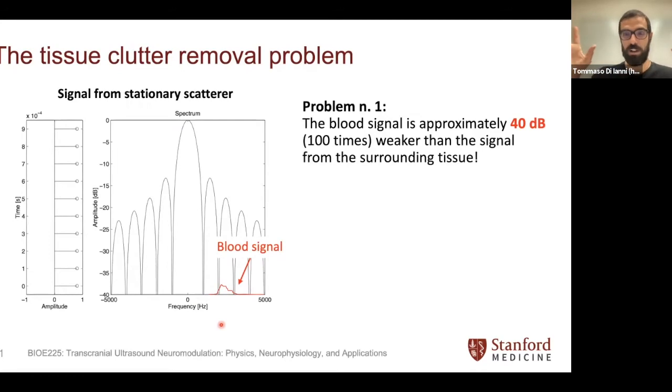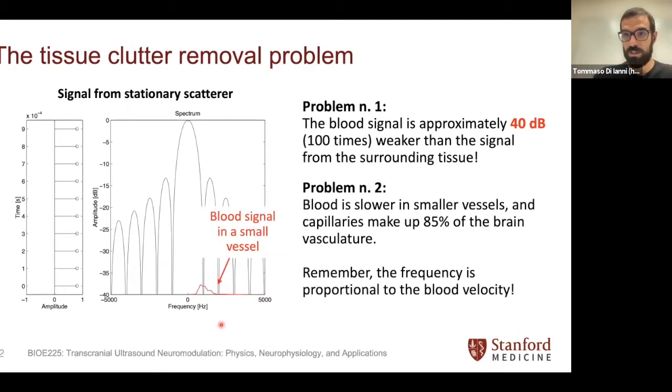This is in general in all applications. To make things worse, blood is slower in smaller vessels, and capillaries make up 85% of the brain vasculature. So we're looking at very tiny little vessels in the brain. And if you remember, the frequency of the Doppler spectrum is proportional to the velocity, right? So as the velocity goes down, the frequency goes down as well. So it means that our spectrum now will be a little bit closer to the zero frequency here. But that means that it will be even more overlapped with this huge lobe that we see at the center here.